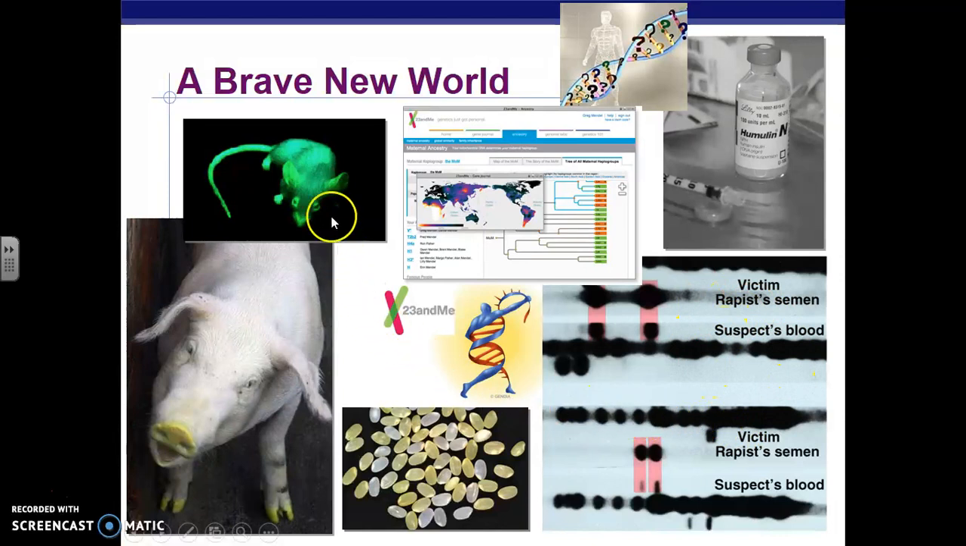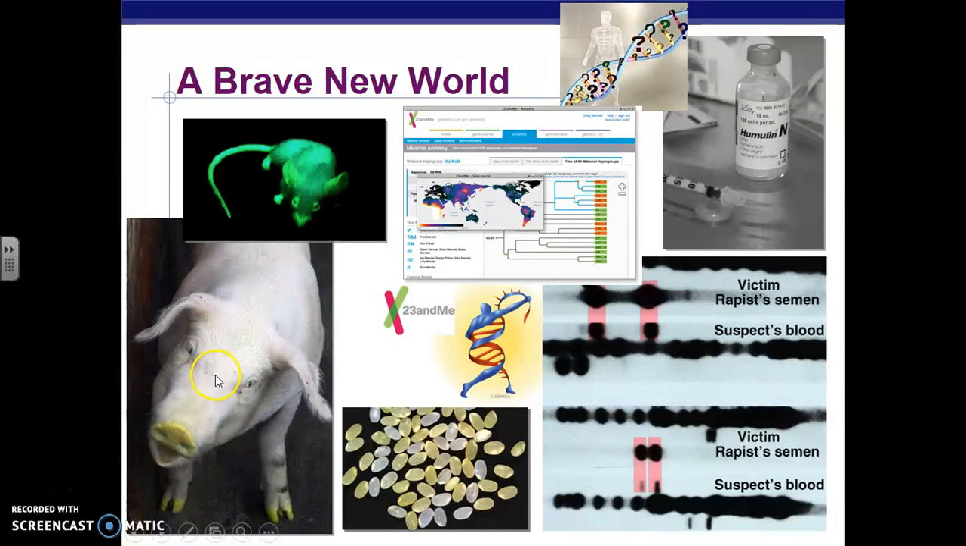You can also see that we have here, bless you, Kaiser. We have here a glowing mouse and a pig with a glowing snout. So we also can now insert genes into organisms to give them traits. Here, in both the pig and the mouse, we inserted green fluorescent protein, and that makes them glow.